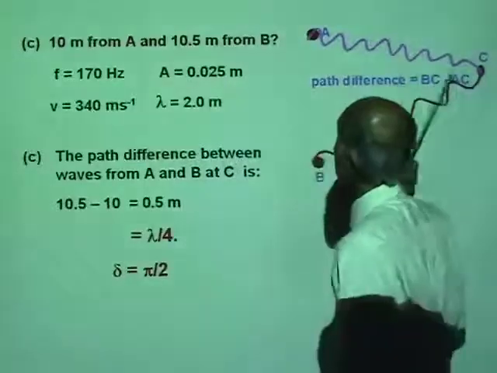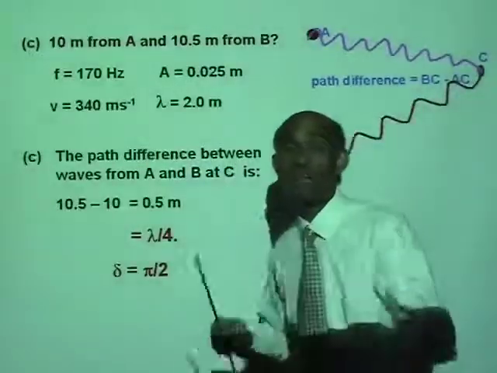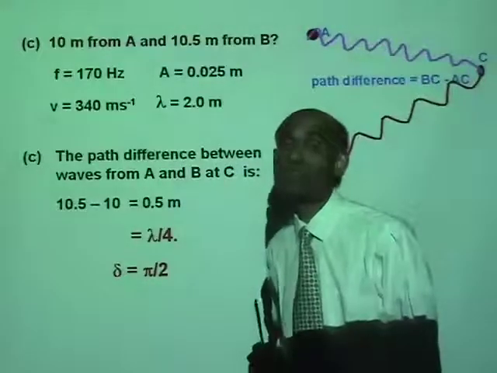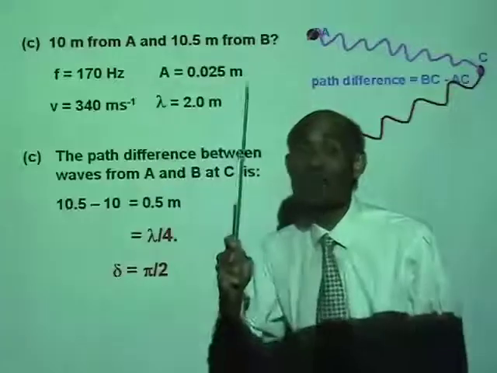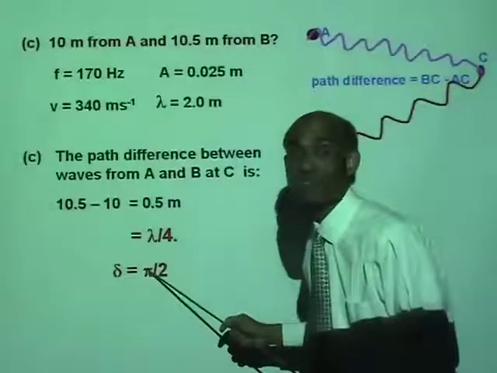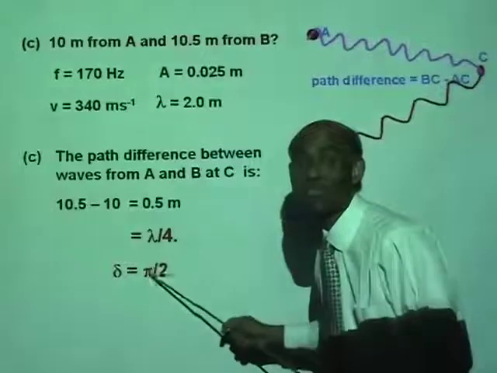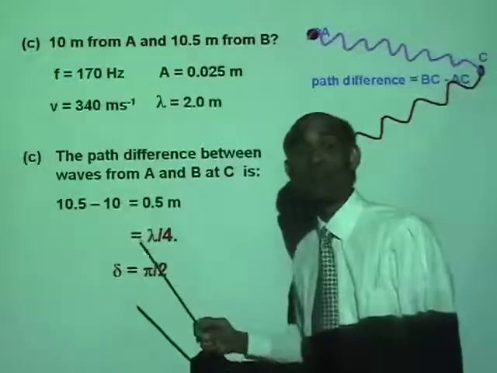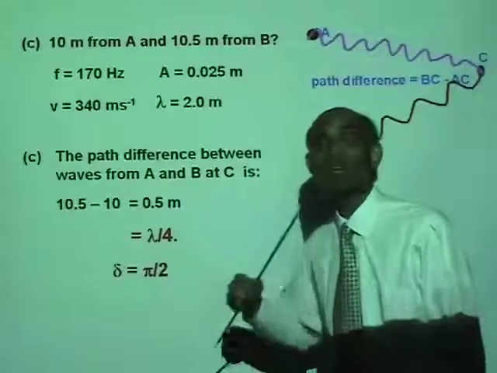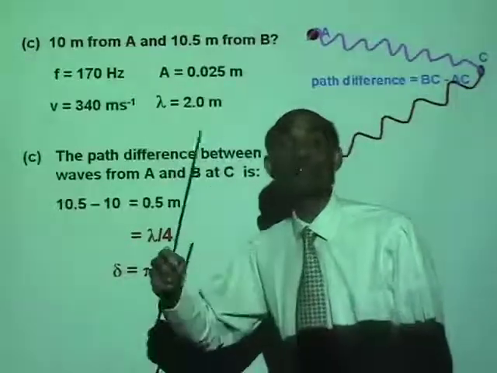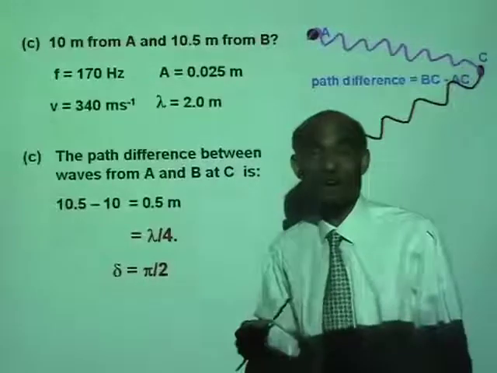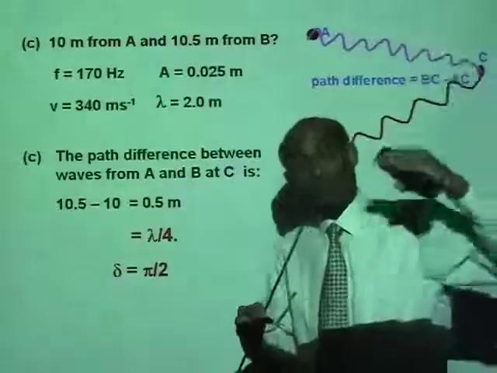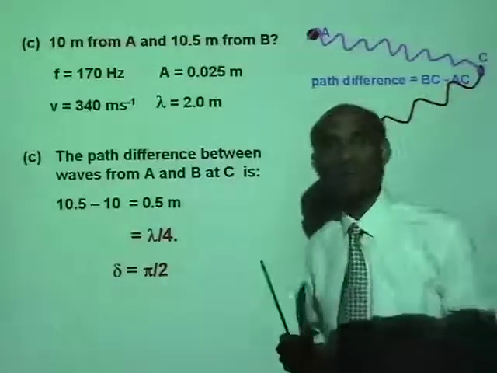Therefore, the amplitude when they meet at that point will be 2a cos delta by 2, right? Delta is pi by 2, and delta by 2 will be pi by 4. So the resultant amplitude will be 2a cos pi by 4. You can work it out on your own. There will be some sound there. It will not be a maximum. It will not be a minimum. It will be somewhere in between.